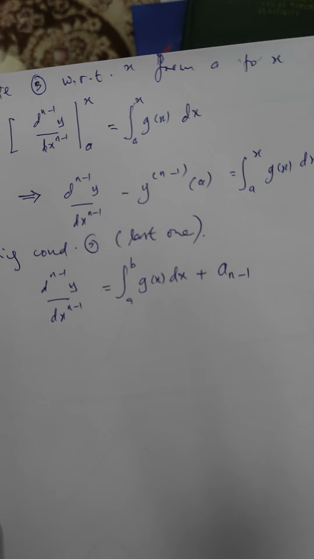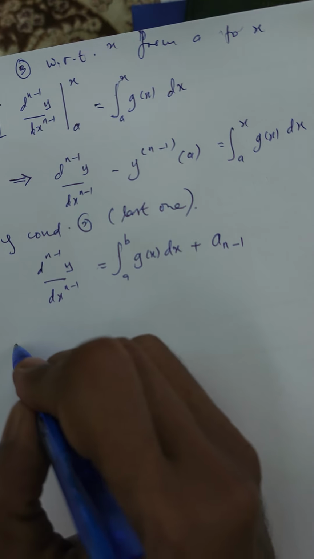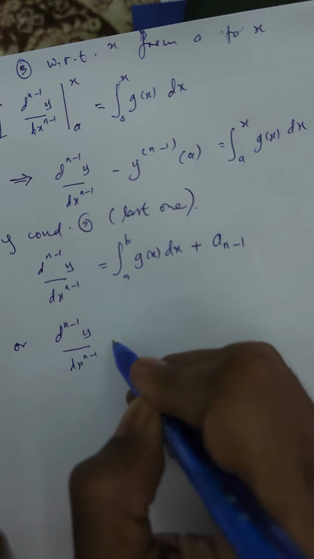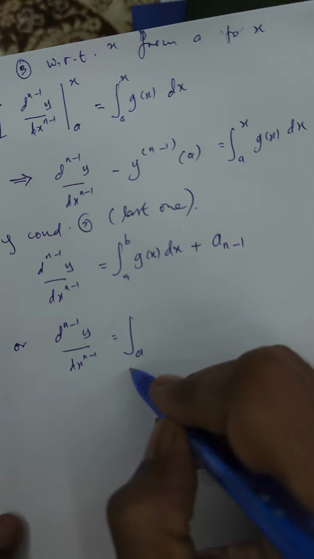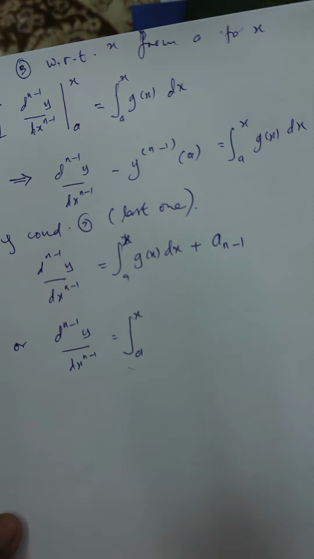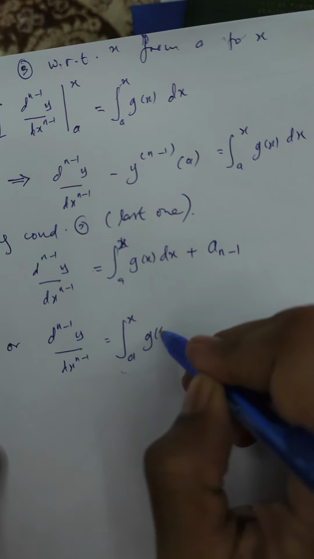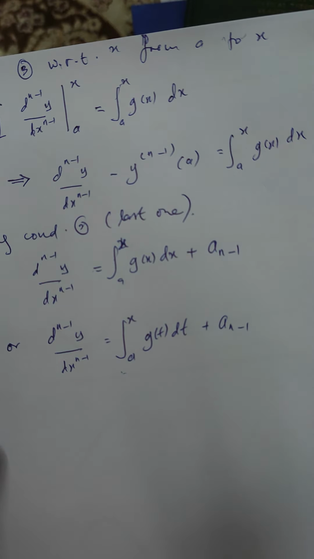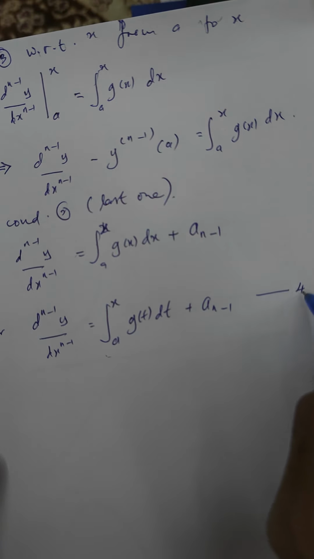Okay, and then of course here in this case you can just change the variable, or we can write this d^(n-1)y/dx^(n-1) is equal to the integral from a to x of g(t) dt plus a_(n-1). Okay, so let's call this equation 4.